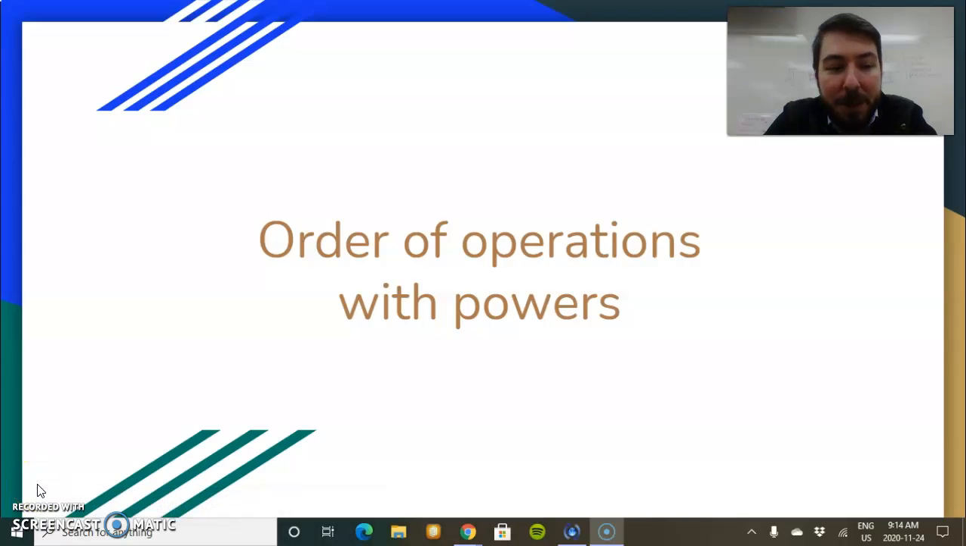Good morning, everyone. So I'm going to be starting the next lesson, which is order of operations with powers. If you're following along at home, it's going to be this paper here, section 2.3 with page 67.